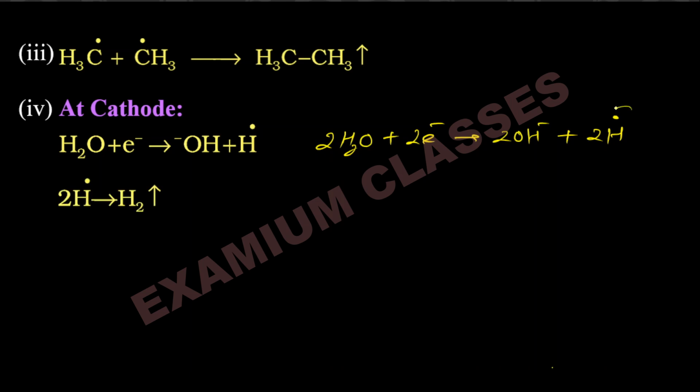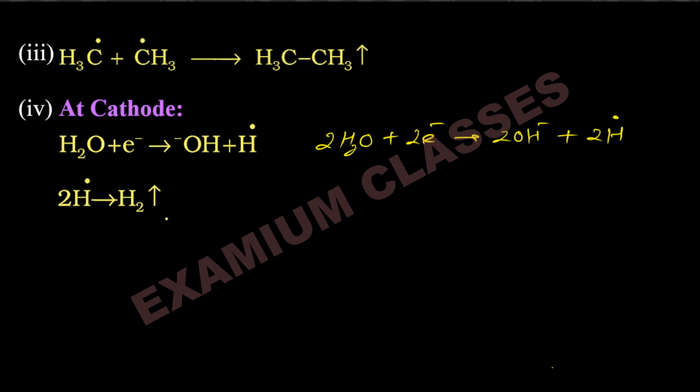The hydrogen free radicals will combine. So 2 hydrogen free radicals, they will combine and they will produce hydrogen. So at the cathode, hydrogen will be produced. I'm repeating, you need to remember, at the anode, alkane will be produced, and carbon dioxide will be produced. At the cathode, hydrogen will be released.